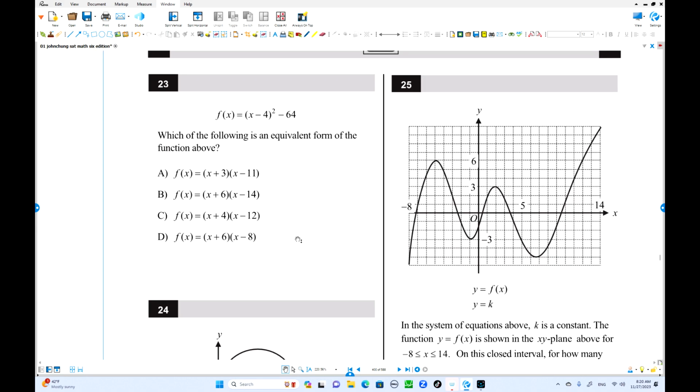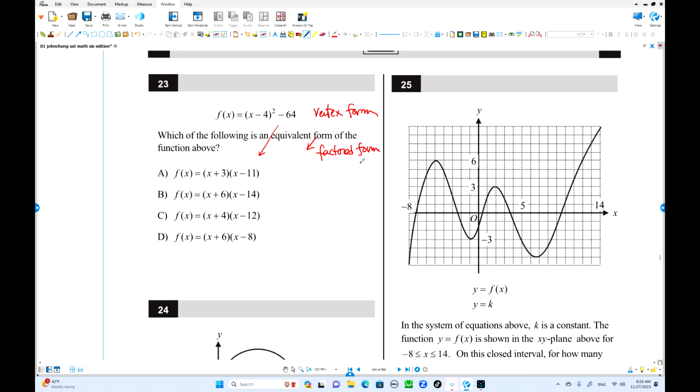Here is number 23. So you can see that this is the vertex form. Okay, x minus 4 squared minus 64 is the vertex form. We have the vertex 4 and negative 64. We're going to change this one into factored form. Okay, this is the vertex form. We're going to change into factored form.